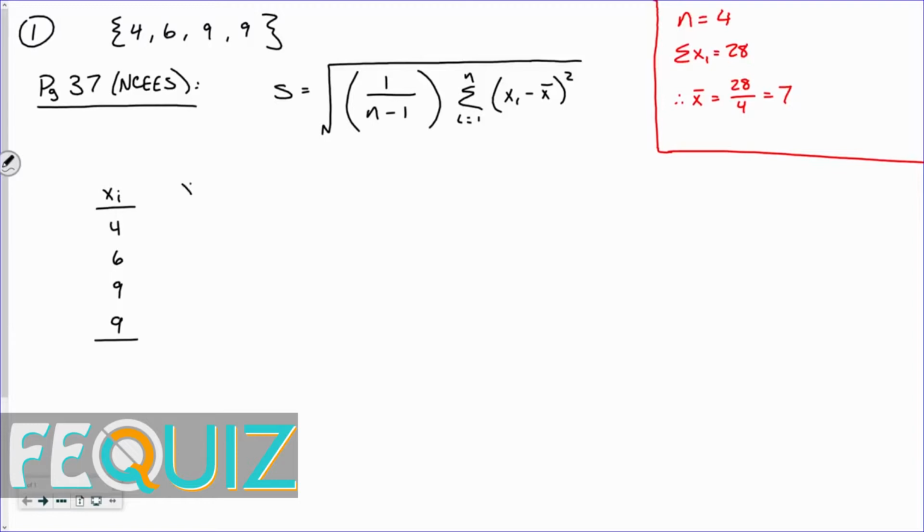I'm then going to determine the difference from the mean. So if you want, you can say the deviation from the mean, the individual deviations. So the first one, we have 4 minus 7, so that's going to be minus 3. 6 minus 7 is minus 1. And then we've got 9 minus 7, which is 2. And then this is 2. Now, it doesn't really matter what direction you do this subtraction because you're going to square it.